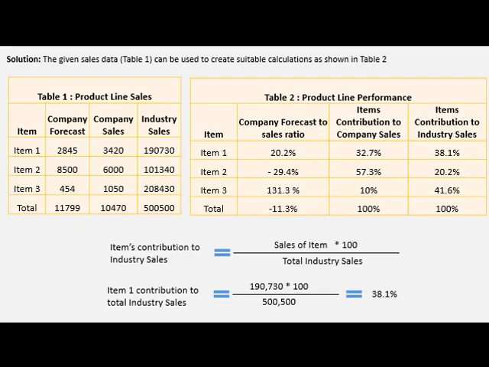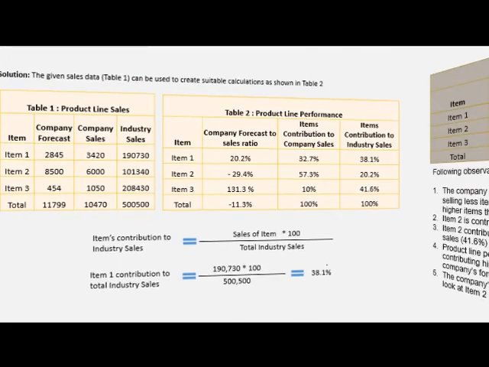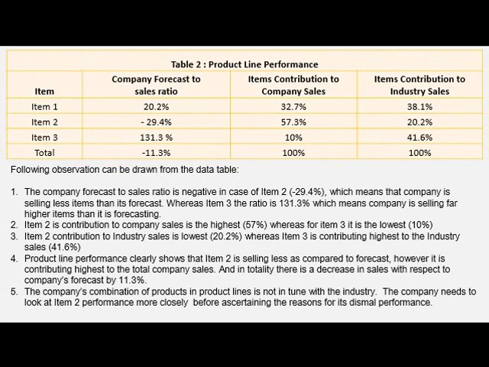Let's summarize and draw our final conclusions from Table 2. Point number 1. The company forecast to sales ratio is negative in case of item 2, it is negative 29.4%, which means that company is selling less items than its forecast. Whereas in case of item 3, the ratio is 131.3%, which means company is selling far higher items than it is forecasting.